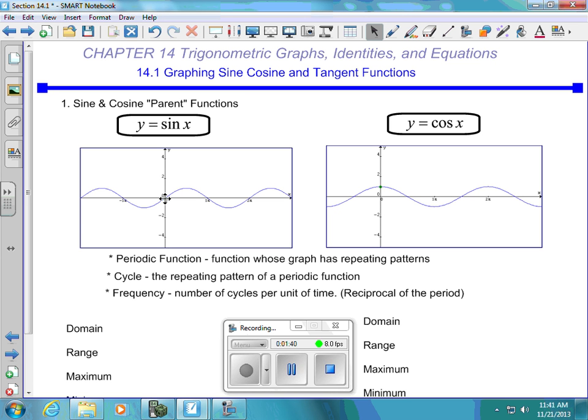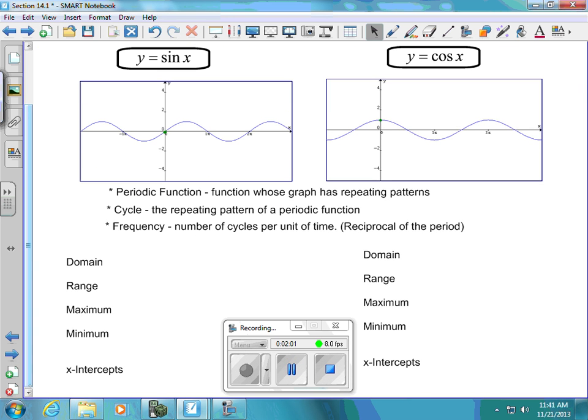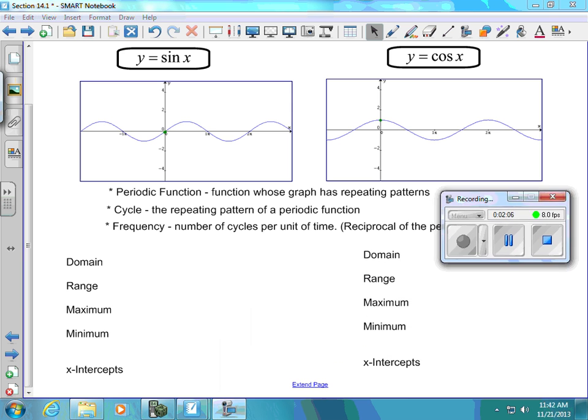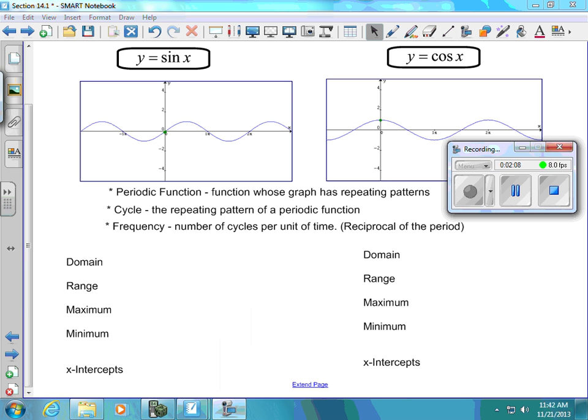That's why they're called periodic. A periodic function is a function whose graph has repeating patterns. That's cosine, sine, and we'll examine tangent in a minute. A cycle is the repeating pattern of a periodic function, and frequency is the number of cycles per unit of time, the reciprocal of the period. So we're going to describe some general information about these functions, and then we'll look at the graph as we go.